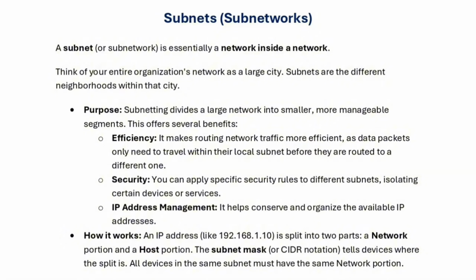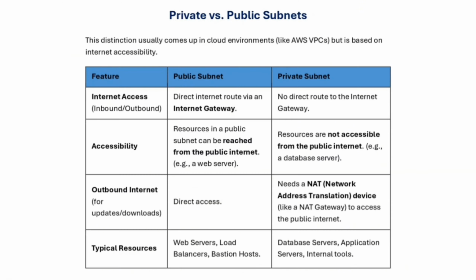192.168.1.10 is split into two parts, a network portion and a host portion. The subnet mask or CIDR notation tells devices where the split is. All devices in the same subnet must have the same network portion. So now, what is private versus public subnets?